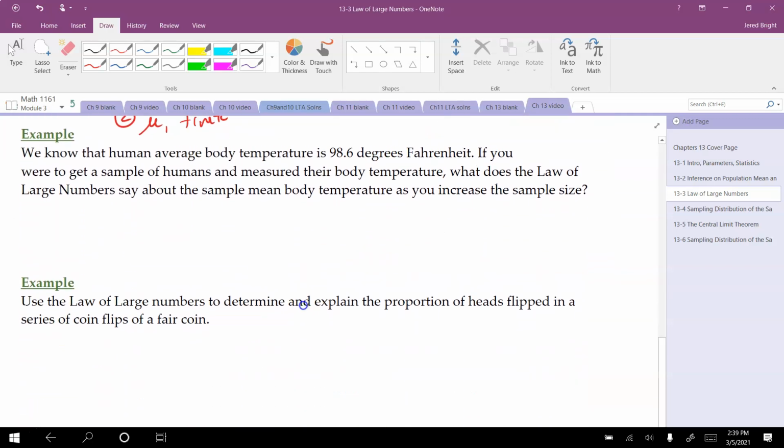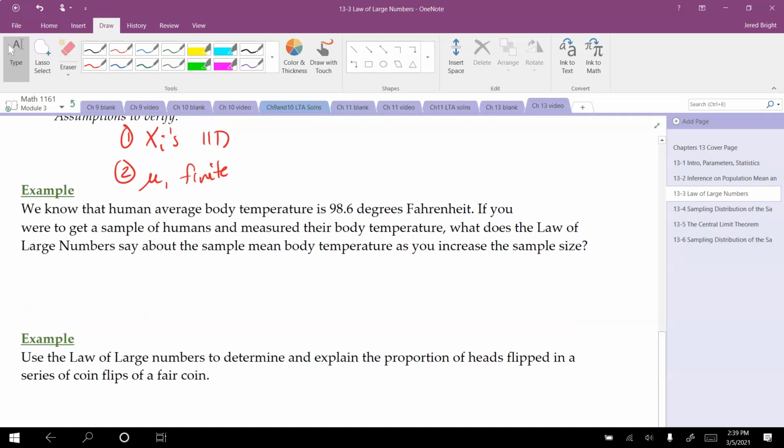Okay, so here are a couple quicker examples. Okay, we know that human average body temperature is 98.6 degrees Fahrenheit, and then if you were to get a sample and measure their body temperature, what does the law of large numbers say about the sample mean body temperature? Well, if we say T is average body temperature, then the average of the however many we have in our sample should approach 98.6 degrees Fahrenheit. Okay, that's our population mean.